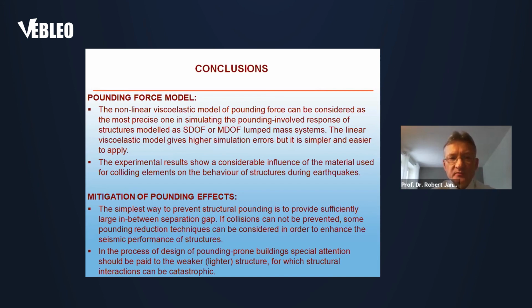In the case of mitigation of pounding effects, the simplest way to prevent structural pounding is to provide a sufficiently large separation gap. However, if the collisions cannot be prevented, some pounding reduction techniques can be considered in order to enhance the seismic performance of structures. It is quite important to underline that in the design of pounding-prone buildings, special attention should be paid to the weaker, meaning lighter, structure, for which structural interactions during earthquakes can be really catastrophic.